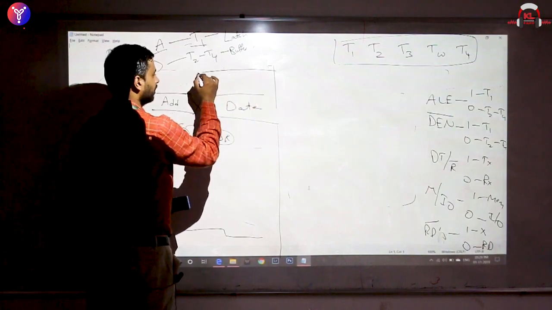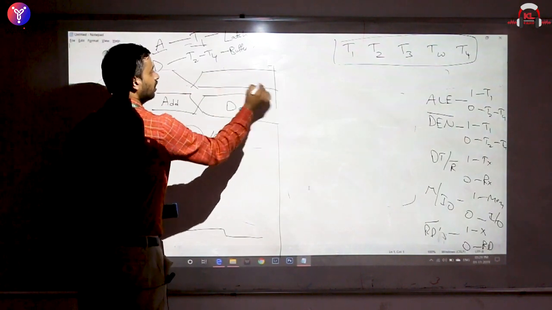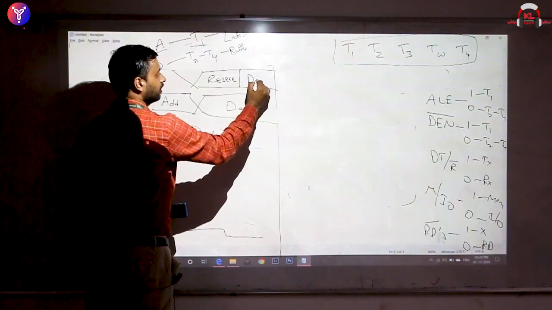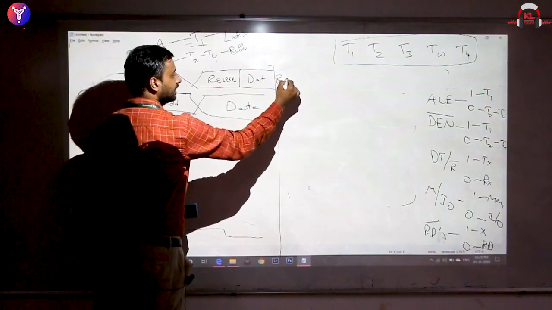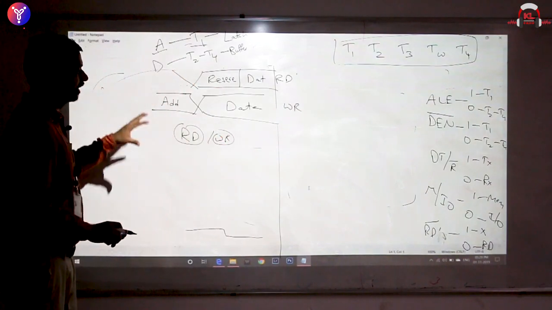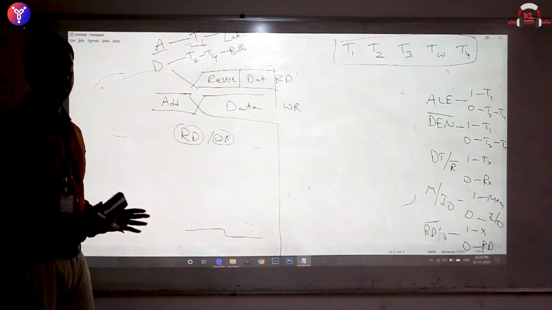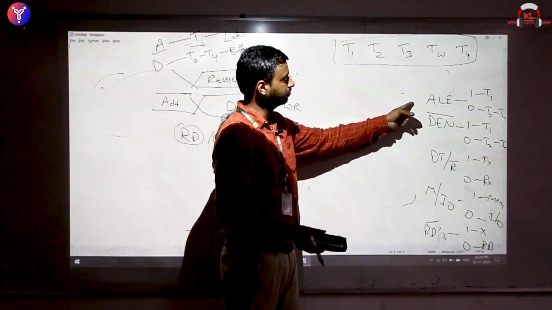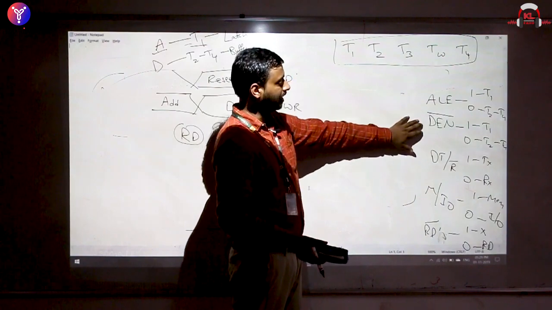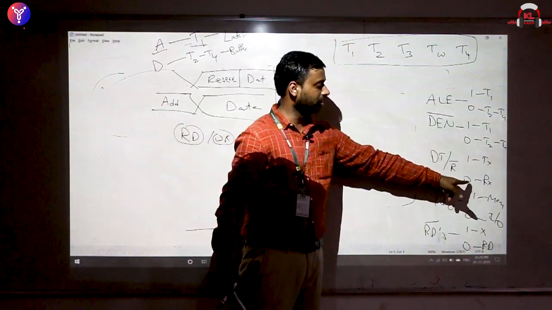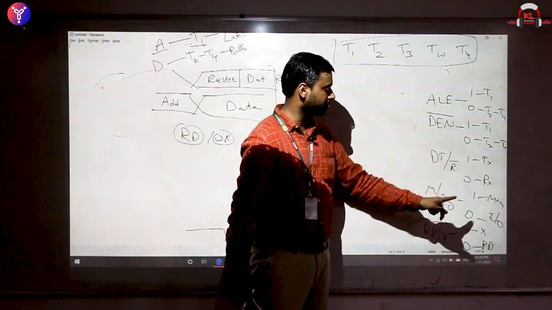So the difference between a read and a write is that there will be a reserved space and then the data. This is how a read signal looks and this is how a write signal looks. The rest of the timing diagrams are the same. ALE never changes its way of working. DEN never changes. Whenever you are reading, it is receiving. Whenever you are writing, it is transmitting.